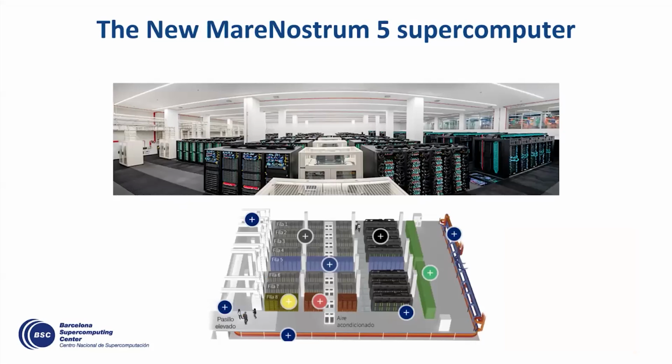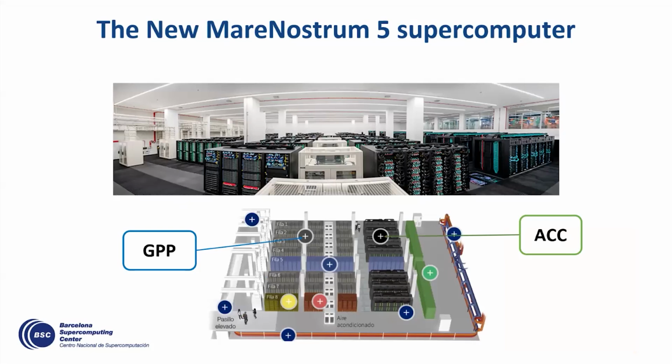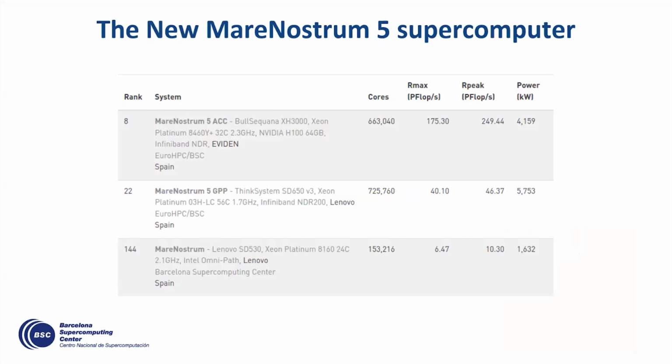So this is our new toy, MareNostrum 5, okay? As maybe you know, it has a general purpose partition based on CPUs and an accelerated partition based on the NVIDIA H100. And this is from the last Top500 list. As you can see, the accelerated partition is in the 8th position, so not bad. We are in the top 10. While the general purpose partition, I mean, it's not so bad. We are 22 of 500.